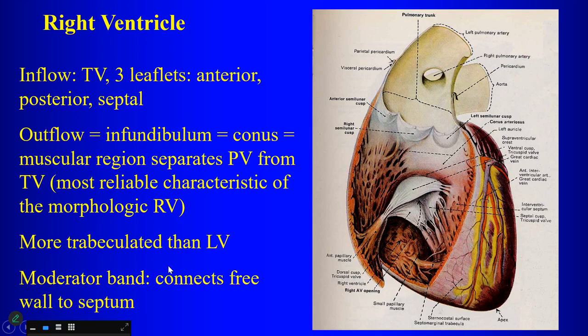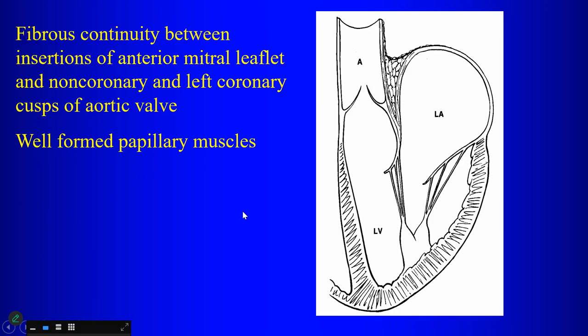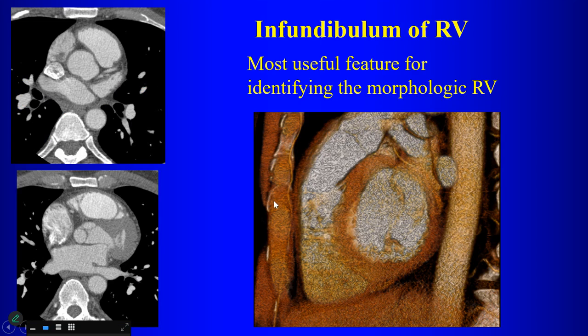You mentioned the moderator band. That's also an anatomic finding that we see within the right ventricle. For the left ventricle, the inflow valve and the outflow valve share the same fibrous skeleton. So if you follow the anterior leaflet here, the mitral valve, it takes you to the aortic valve. So that's called fibrous continuity. They're not separated there. There's not a lot of space between them. Okay? So that's a feature of the morphologic left ventricle. It also tends to have better formed papillary muscles.